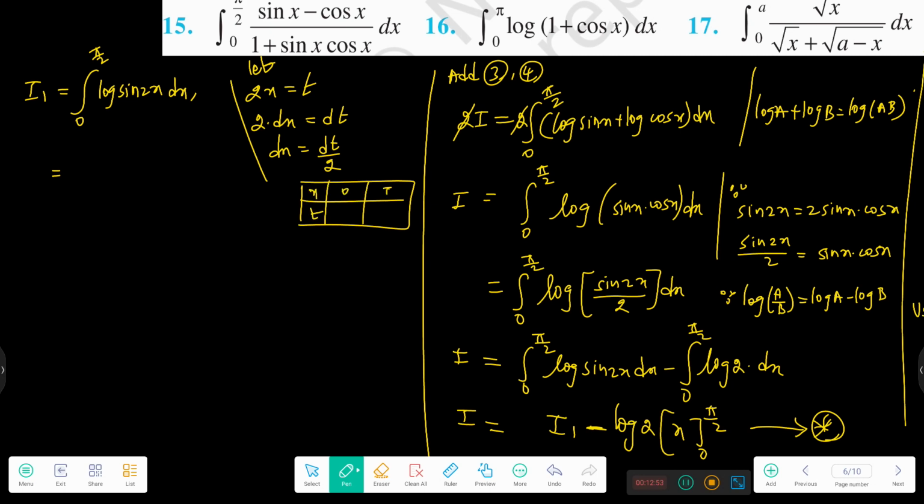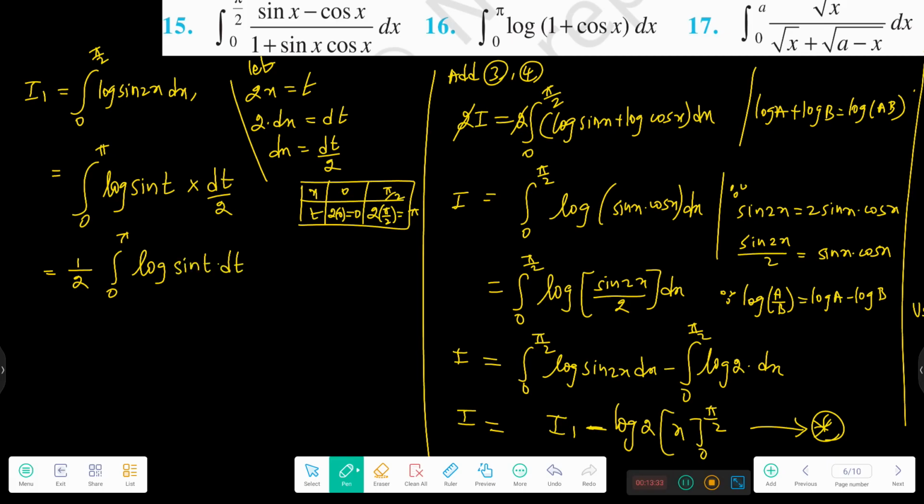For x from 0 to pi by 2, 2 into 0 is 0, so the lower limit is 0. And 2 into pi by 2 gives pi. And log sin 2x: instead of 2x, we can give t, and instead of dx, we can give dt by 2. So you bring the 1 by 2 to this side, and the integral from 0 to pi of log sin t into dt.